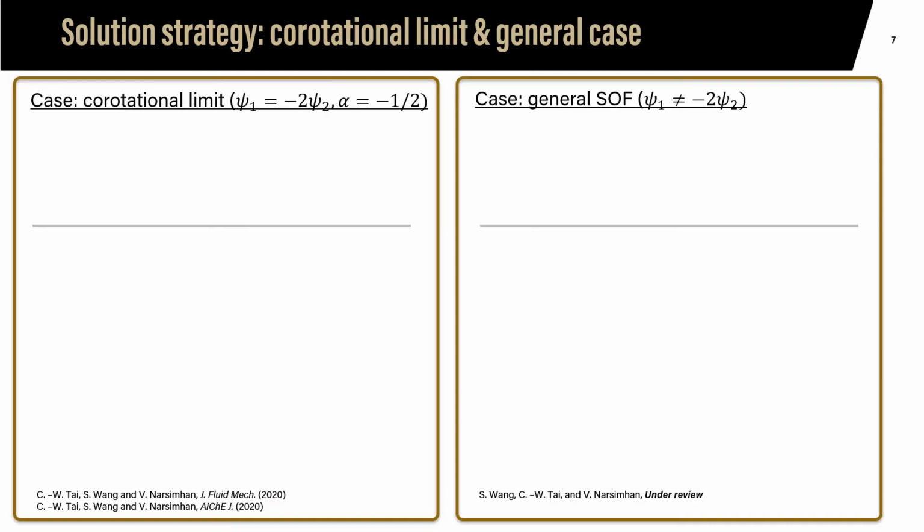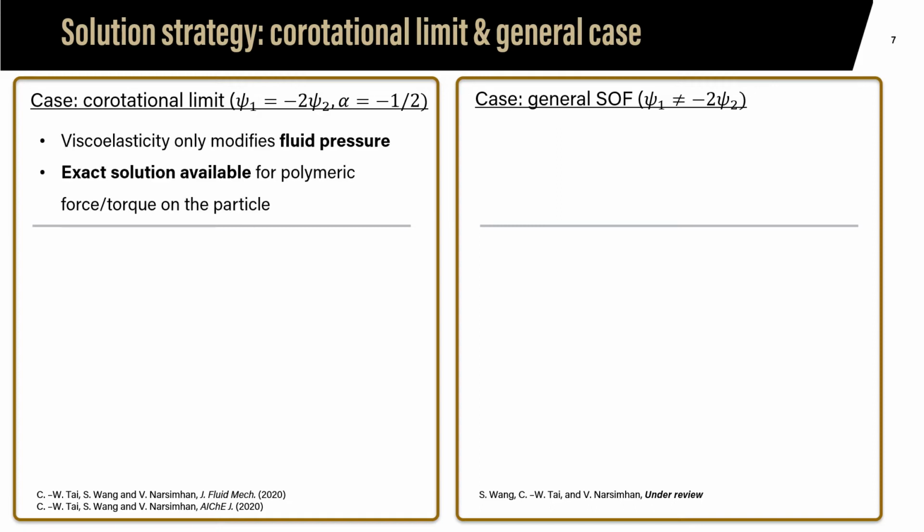As you can see from the second-order fluid model, the equations are nonlinear and the solution process might not be that straightforward. To approach this problem, in our previous work we studied a special case where psi1 is equal to negative psi2. In this case, the viscoelasticity only modifies the fluid pressure and the fluid motion is still the same as Stokes flow. One big advantage of this assumption is that we can derive an exact solution for the polymer force and torque on the particle.